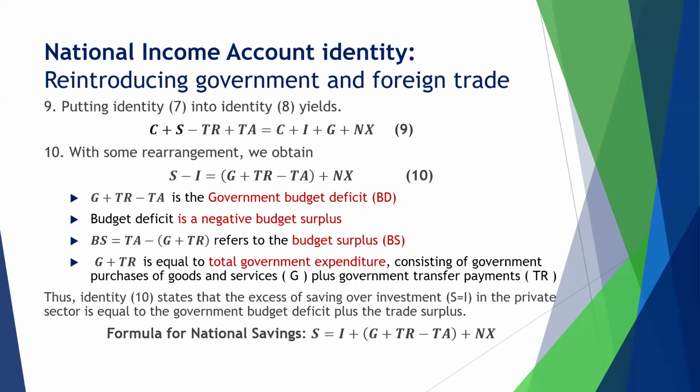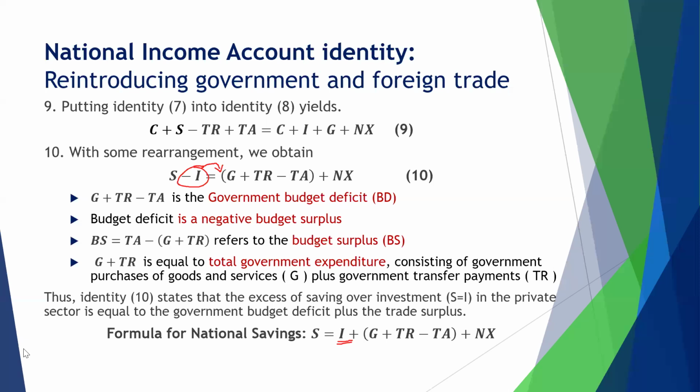So therefore, we have this, the identity 10 can be arranged to formulate a formula for savings. On the formula for savings, I just simply transferred the investment on the other side, or simply here, the investment on this side. Of course, this is negative, so it will become positive. So that is why we have positive I here, plus the budget deficit, plus the net export.